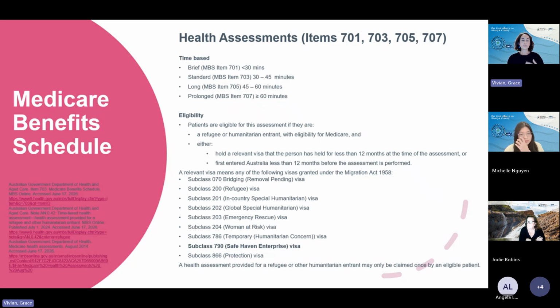Of course, it's important to determine whether a health assessment has already been billed. You can do this through HPOS on PRODA, or get your practice admin staff to check this for you if required.